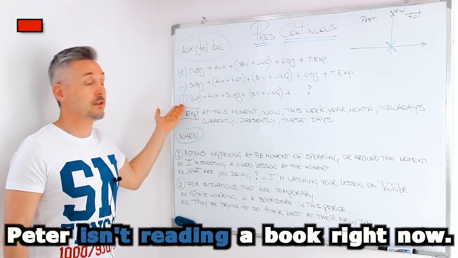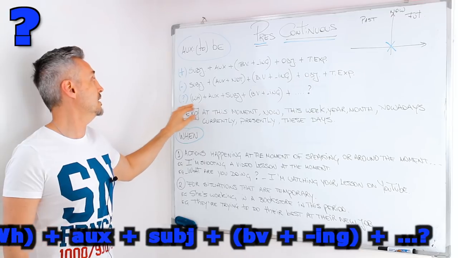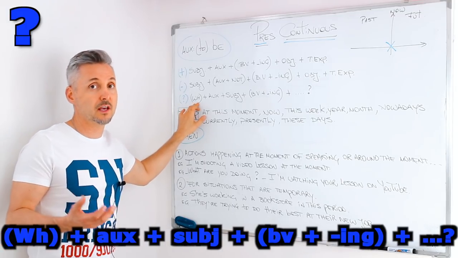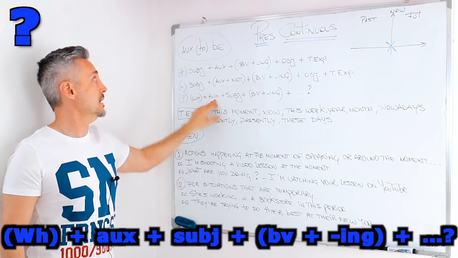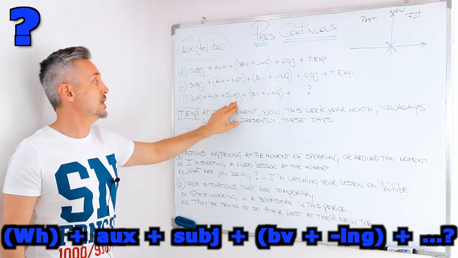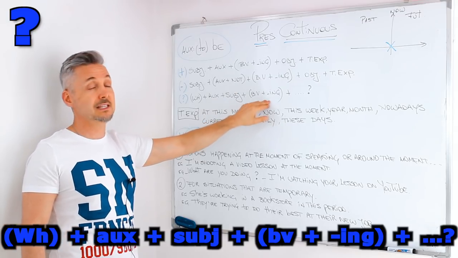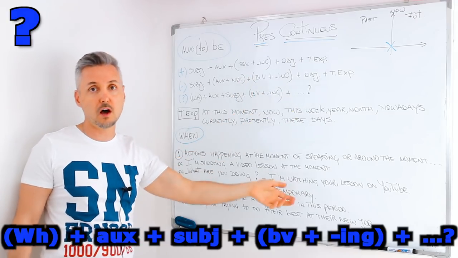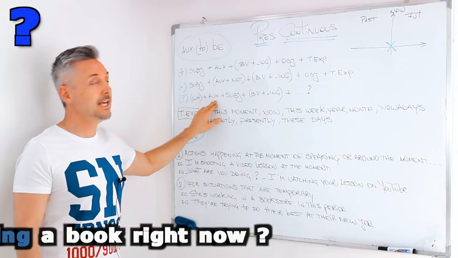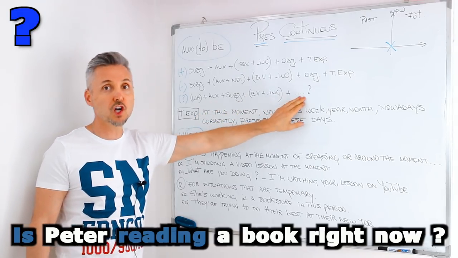Then, for the same type of sentence, but in a question, we need the WH question word, if there is, then we need the auxiliary, to be, then we need the subject, then we need the base of the verb plus the ing form, and then the time expression or the object. Is Peter reading a book right now?